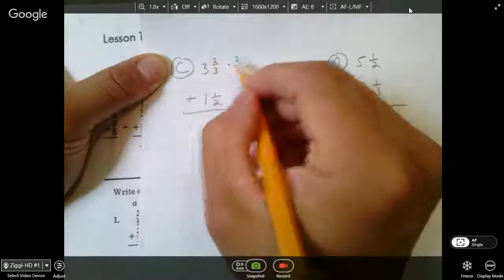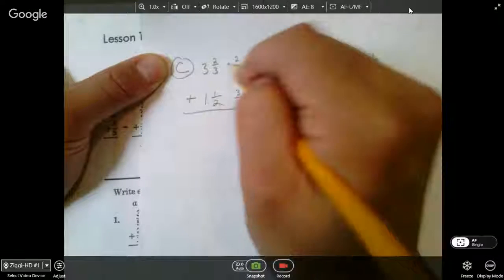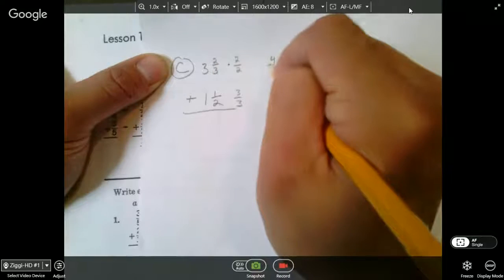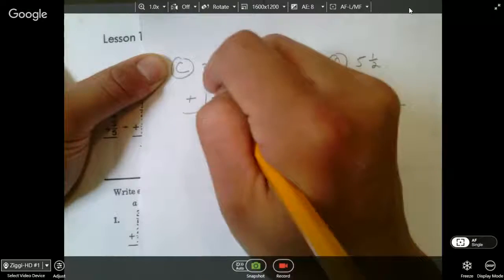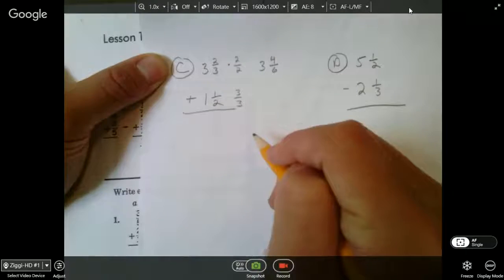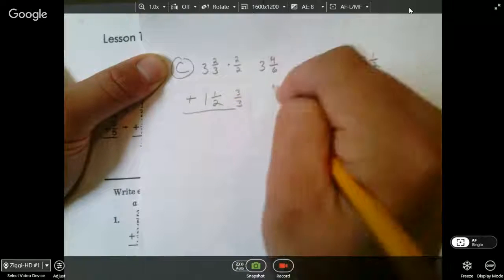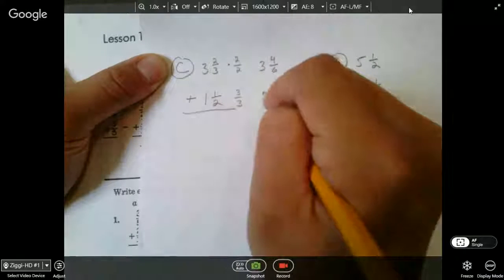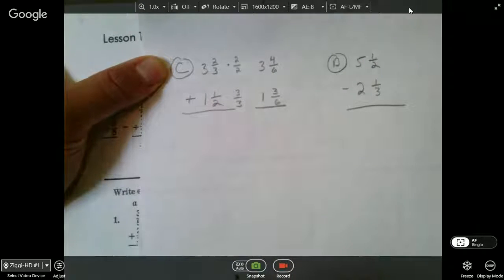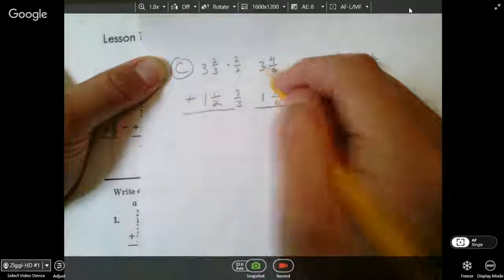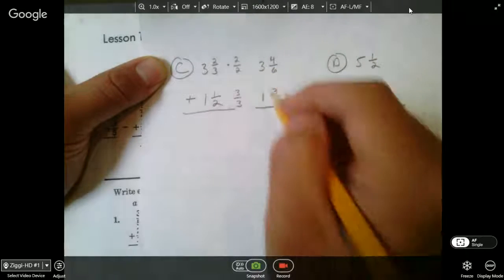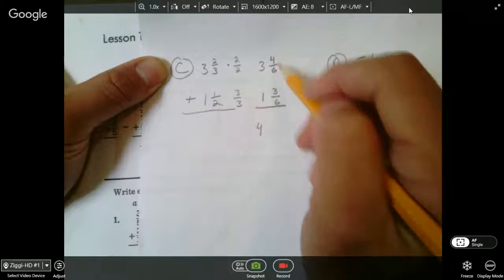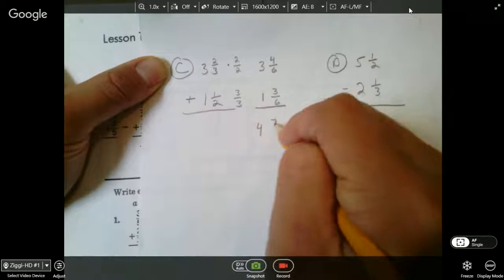Okay, so what I get here is 2 times 2 is 4. 3 times 2 is 6. And I still have that 3 left over here. Okay, here I have 3. 2 times 3 is 6. And I still have that 1 left over here. Okay, all right, so now let's go ahead and add. I have 3 plus 1 is 4. And I have 4 plus 3 is 7.